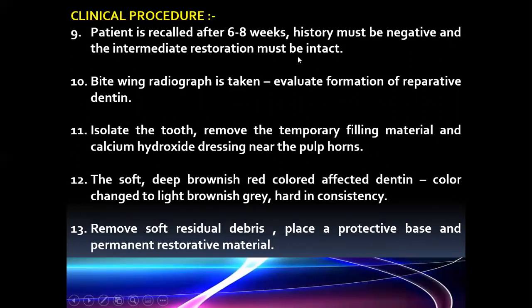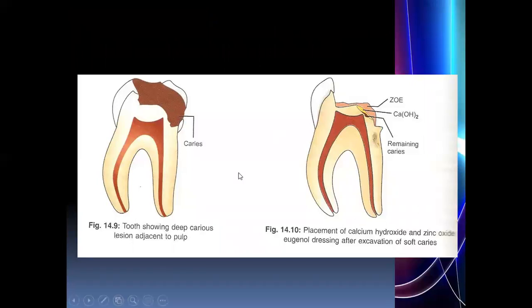The patient is recalled after 6 to 8 weeks, and history must be negative, and intermediate restoration must be intact. The biting radiograph is taken to evaluate the formation of reparative dentin, and then we have to isolate the tooth, remove the temporary filling, and the calcium hydroxide dressing near the pulp horn. The soft brownish red colored affected dentin, which was present in the first appointment, changes to a light brownish gray, hard in consistency.